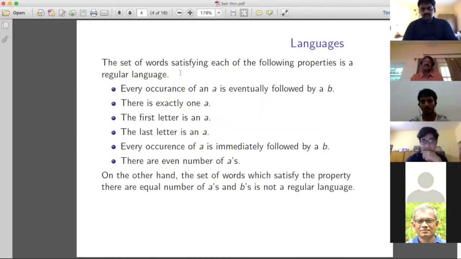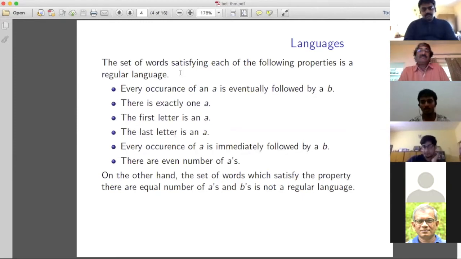So what are words and languages? In general, the set of words satisfying some properties is what you call a language, just a subset of words. And a word is simply a finite sequence over sigma, which is a finite alphabet. For instance, these are all examples of regular languages. Every occurrence of A is eventually followed by B. So take the set of all strings over A, B, C, let's say, right? So every A is eventually followed by a B, so it should never be possible that you take a string that ends with just a sequence of A's, right? And so that's not acceptable.